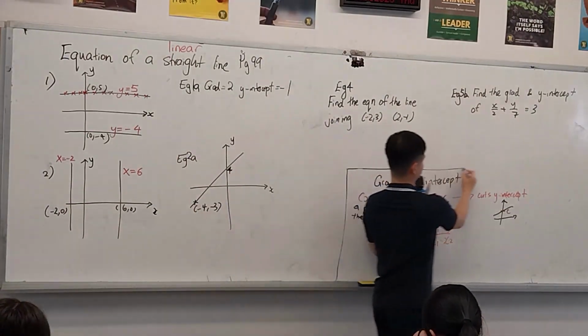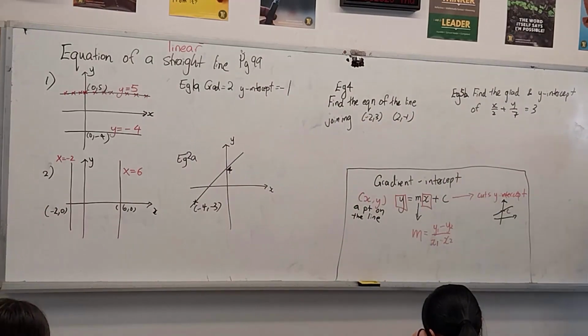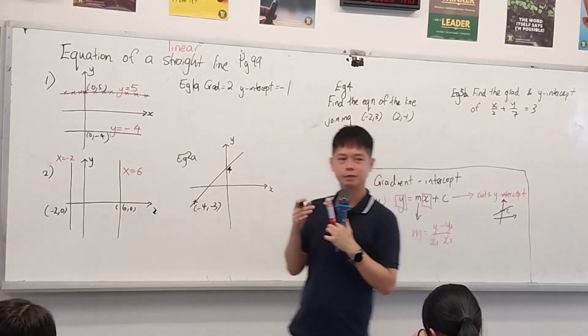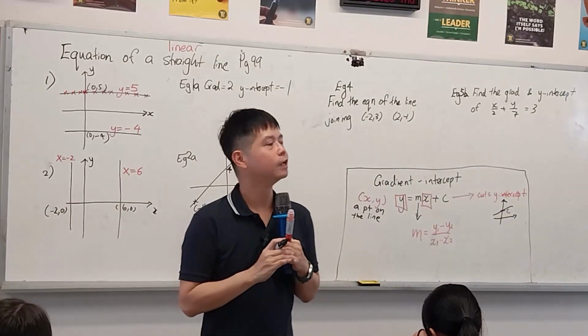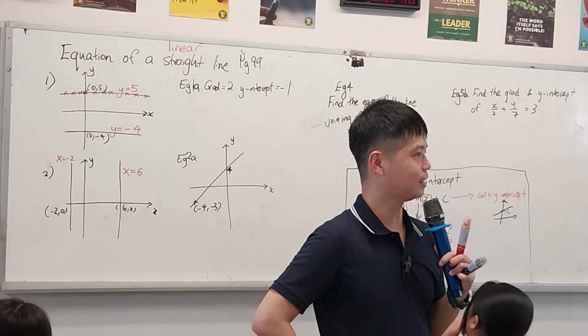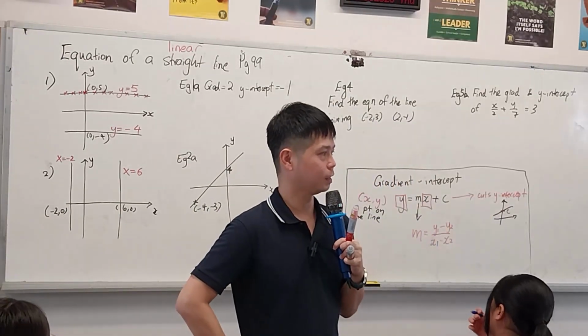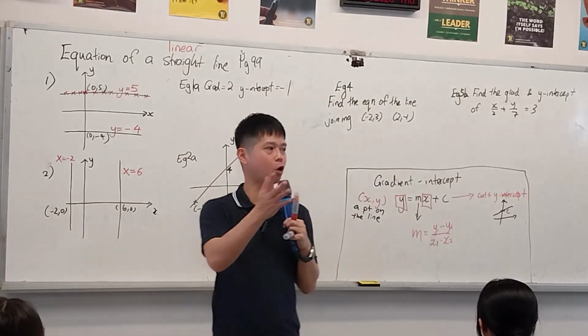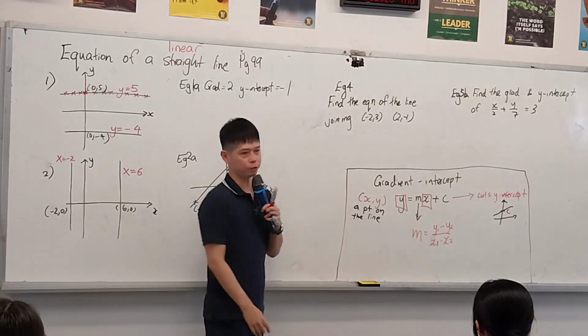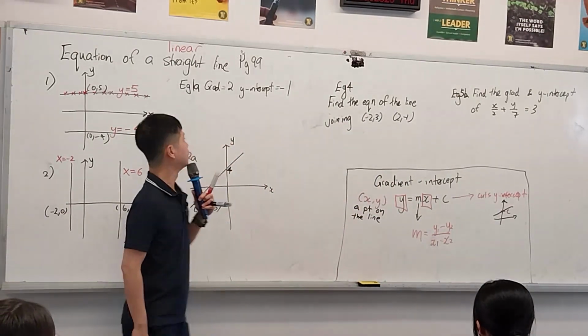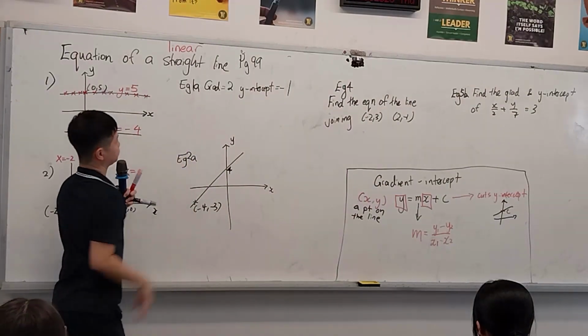Okay, let's recap. What is m? Gradient. What is c? Class, what is x, comma y? It's a coordinate where? On the line. So you can choose any point on the line. All right, we need to know this. So we're going to practice this quite a few times. All right, so let's look at example 1a now.